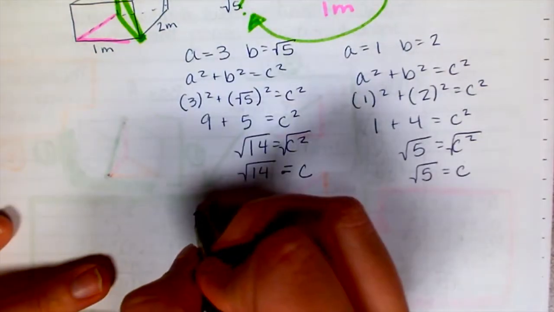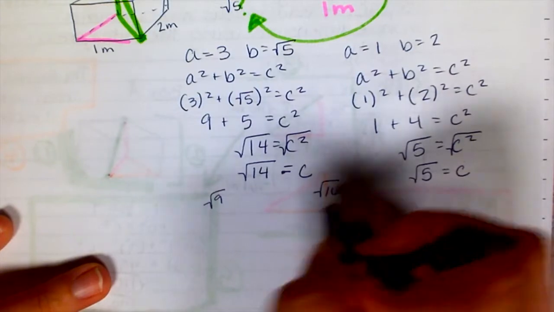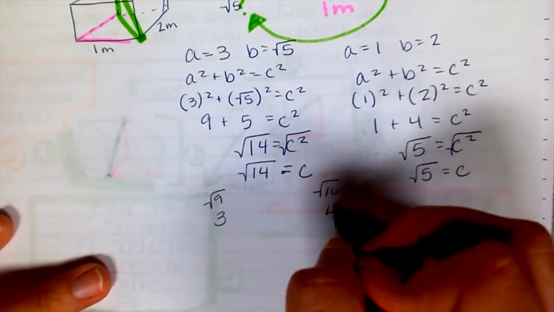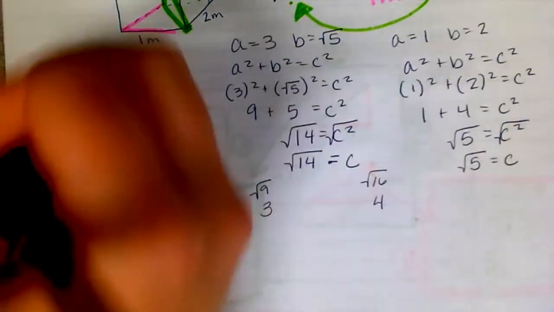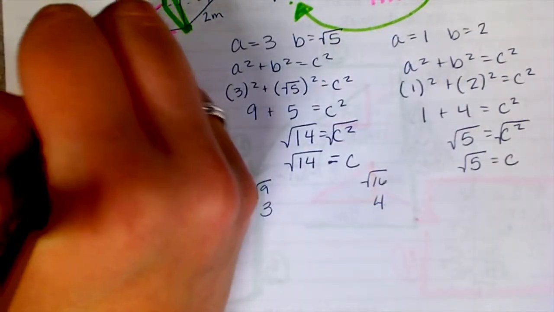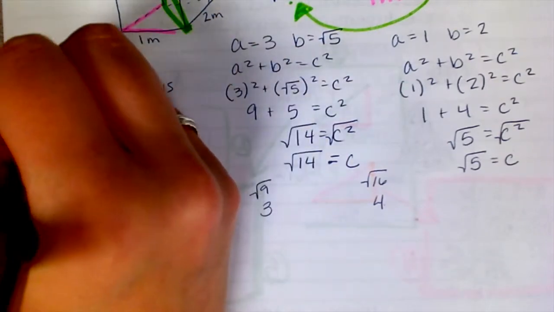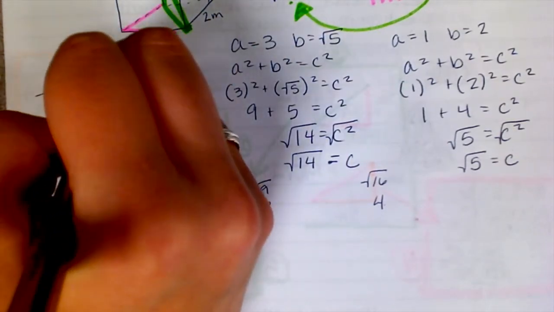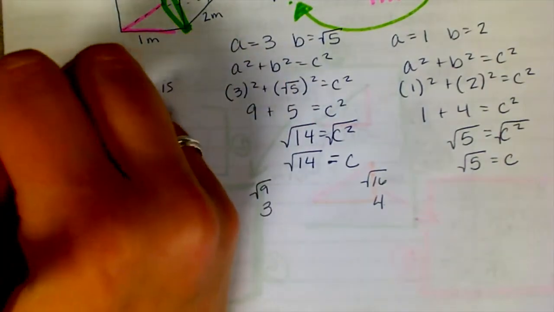And we can approximate that to be between the square root of 9 and the square root of 16. So it's between 3 and 4. It's a little closer to 4. So for my sentence, I'm going to say the diagonal is approximately 4 meters.